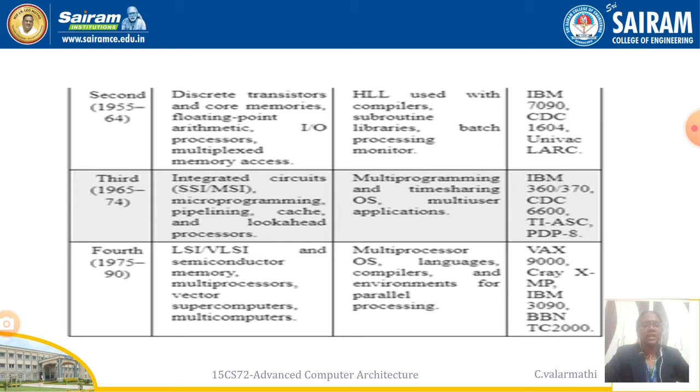The technology they used is VLSI technology, very large scale integration, and they used semiconductors. The OS they used is a multiprocessor OS, and the languages are high level languages like C, C++ and Java. The representative systems they used are VAX 9000, CRAY X-MP, IBM 3090. So this is about the fourth generation.